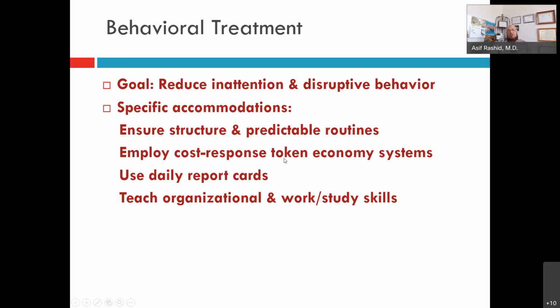Employ cost response token economy systems, like if they get a star or 2 stars or coins, they can buy something, maybe go to a dollar shop and do their shopping there. It's more inexpensive. So these are the things that give them incentive to do the right thing and not do the wrong thing. Use daily report cards, teach organizational work study skills.